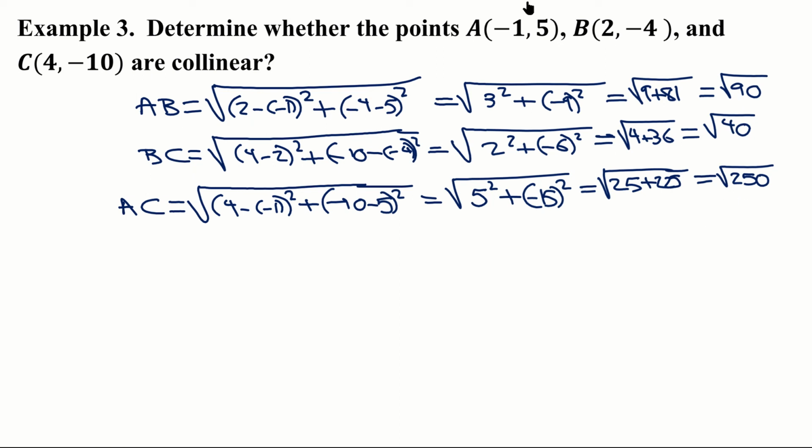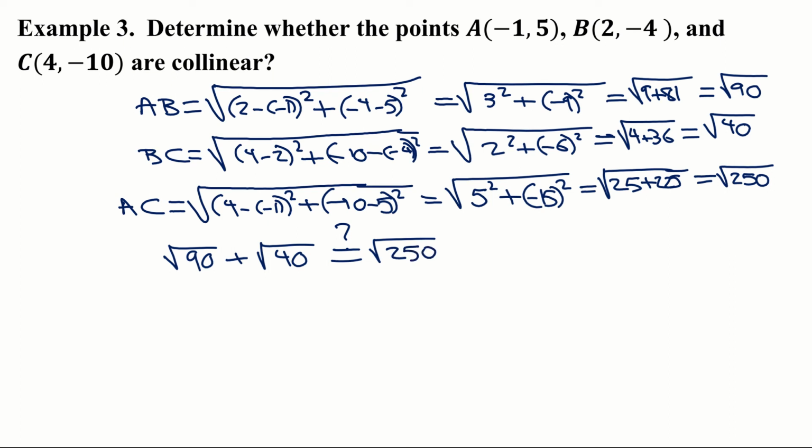All right, so these are clearly the smaller segments, so the sum of these two should be this value if we're going to be on the right track. So we want to know if the square root of 90 plus the square root of 40 is equal to the square root of 250.